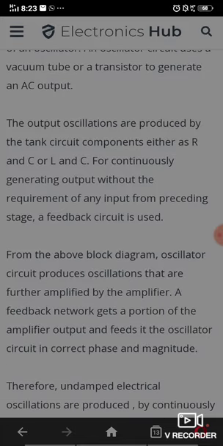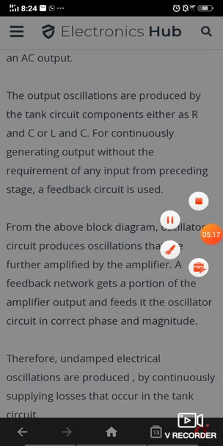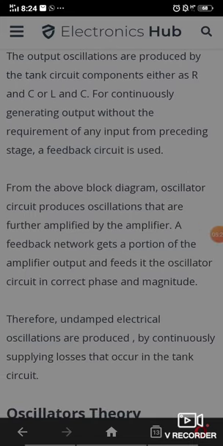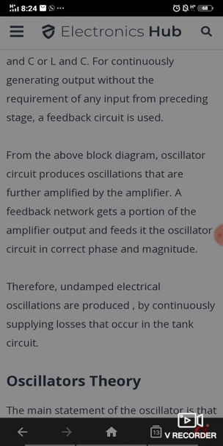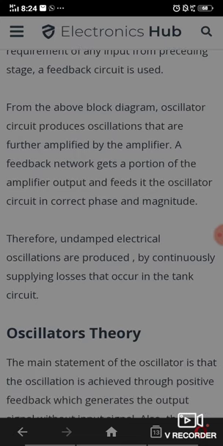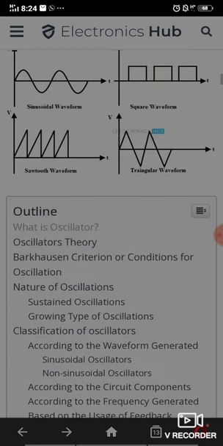From the above block diagram, the oscillator circuit produces oscillations that are further amplified by the amplifier. A feedback network takes a portion of the amplifier output and feeds it into the oscillator circuit. Therefore, undamped electrical oscillations are produced by continuously supplying the losses that occur in the tank circuit.